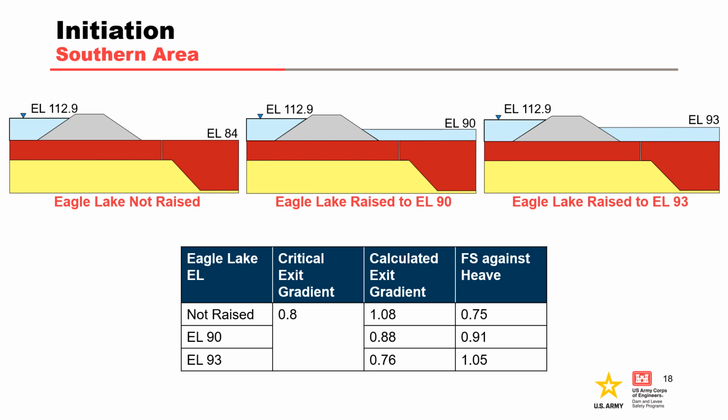With the elevation of Eagle Lake raised to 90 feet, the seepage gradient begins to approach the critical gradient with a factor of safety of 0.91. With Eagle Lake at an elevation of 93 feet, the factor of safety is only slightly greater than 1, at 1.05. With the presence of the relief wells and the lack of recent poor performance in the southern area, an emergency berm wasn't warranted to reduce foundation pressures, and the maximum possible elevation of Eagle Lake of 90 feet was not sufficient to produce a factor of safety greater than 1.